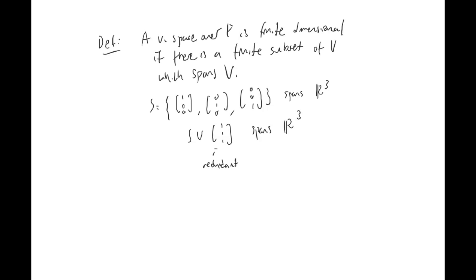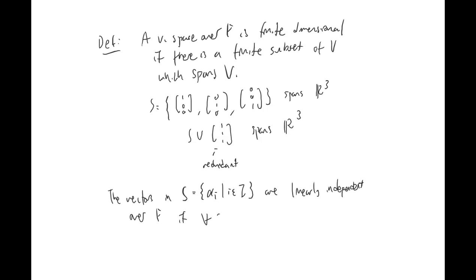So let me see. The vectors in S, let me call these alpha_i for i in I, are linearly independent over F if for all a_j in F and i_j in I, if the sum, j equals 1 to n, of a_j alpha_{i_j} is 0, that is, if any finite linear combination of elements in S is 0, this is if and only if a_j equals 0 for all j.